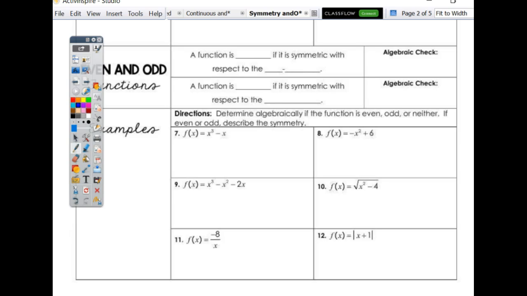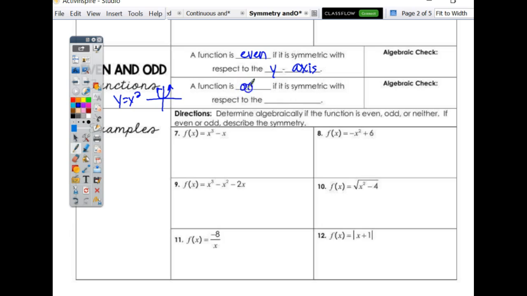So a function is even if it's symmetric around the y-axis. And so the easiest suggestion for this one is y equals x squared, and that graphs a parabola, right? And that folds around the y-axis. So that's our even function in the most general form.